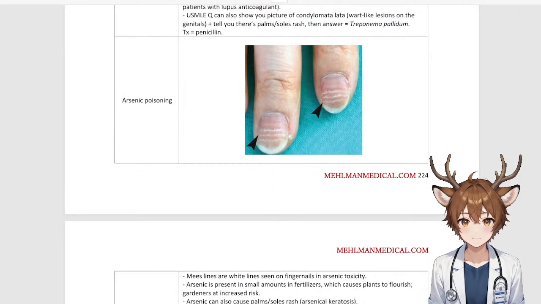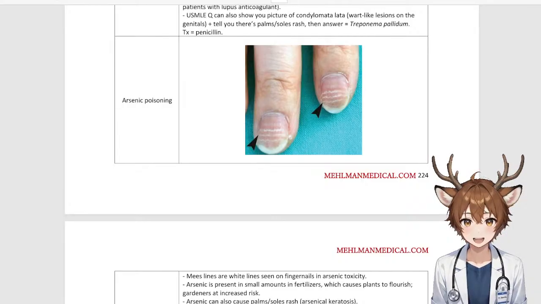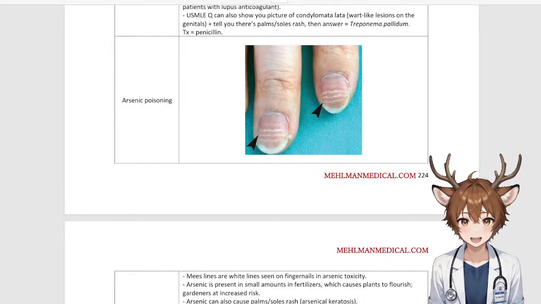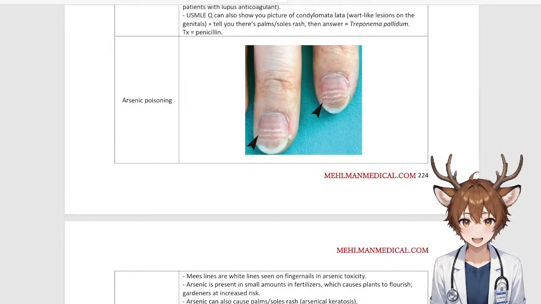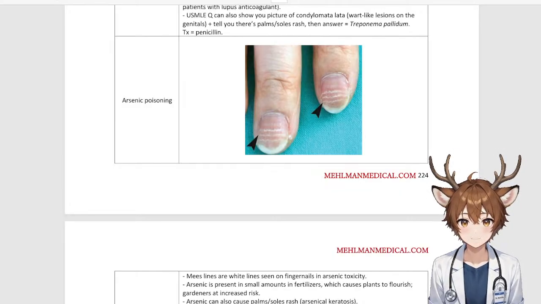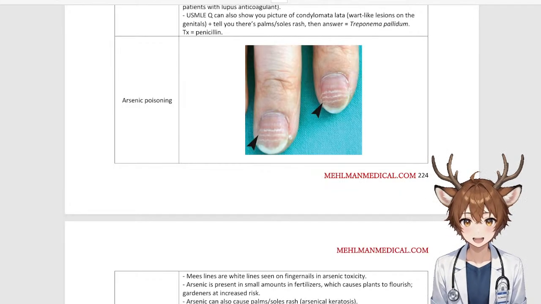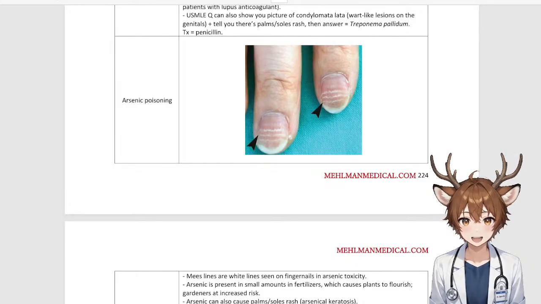Arsenic poisoning. Mees lines, or white lesions, are seen on the fingernails in arsenic toxicity. Arsenic is present in small amounts in fertilizers, which causes plants to flourish. Gardeners are at increased risk. Arsenic can also cause palm/sole rash, arsenic keratosis.